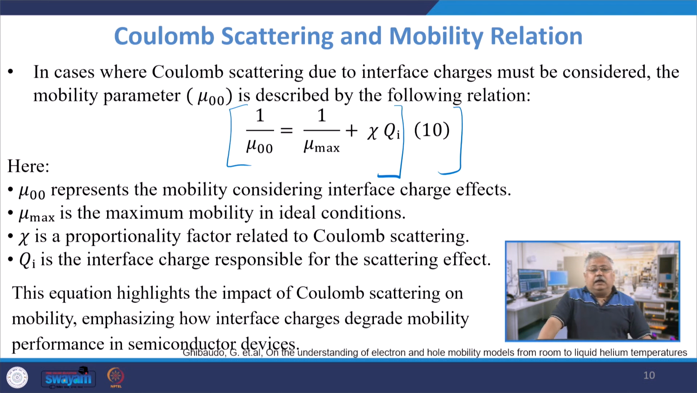whereas mu max is the maximum mobility which you will actually see in idealized conditions. Chi is a proportionality factor, and Qi is the interface trap charges which are responsible for the scattering phenomena. Interestingly, therefore, 1 by mobility, which you find out as 1 by mu 0 because of Coulomb scattering, will obviously depend not only on the value of chi, which is proportional to Coulomb scattering, but it will also importantly depend upon the value of Qi. Qi is the interface trap charge density, and both these phenomena will make the mobility change drastically in the longer run.